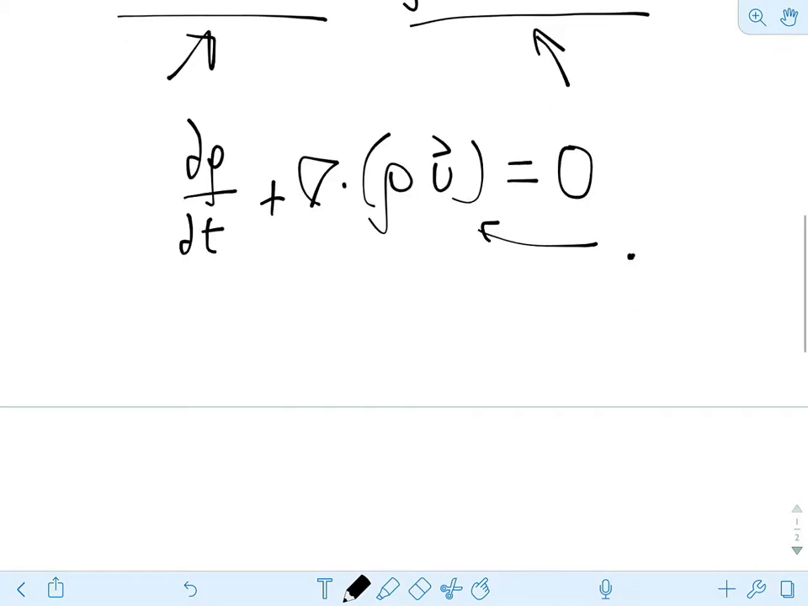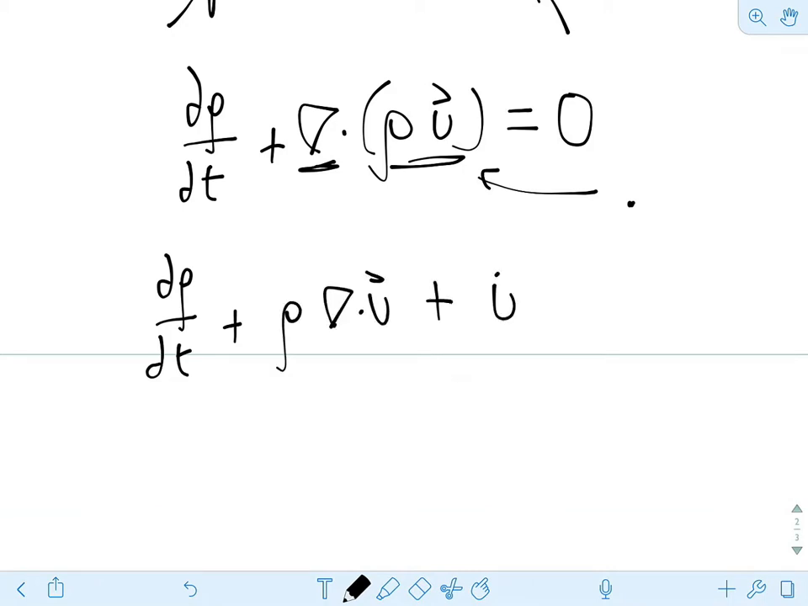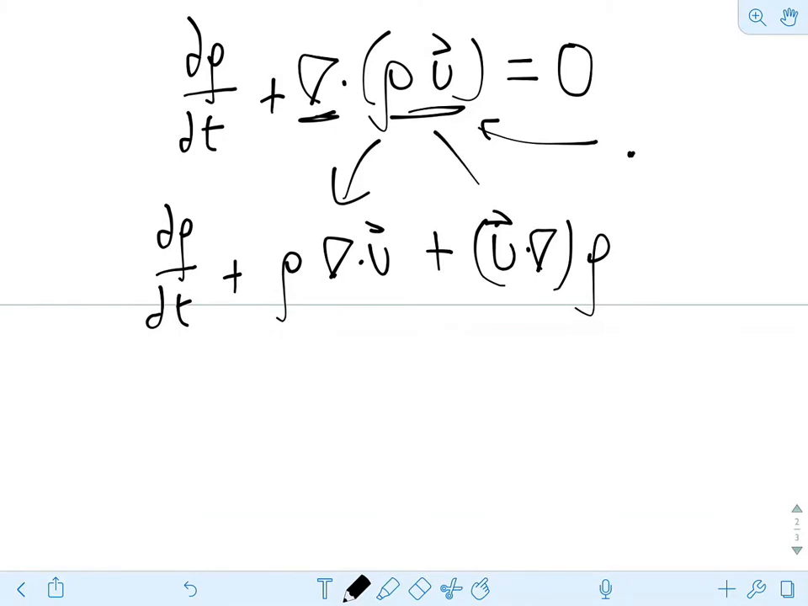And what we can do is take this grad operator, essentially it's a derivative in 3-space, and use a product rule to undo what's here in this parenthesis. So this is equal to d rho dt plus rho grad dot u plus u dot grad rho. So this is just this derivative essentially split into the 2 pieces here.